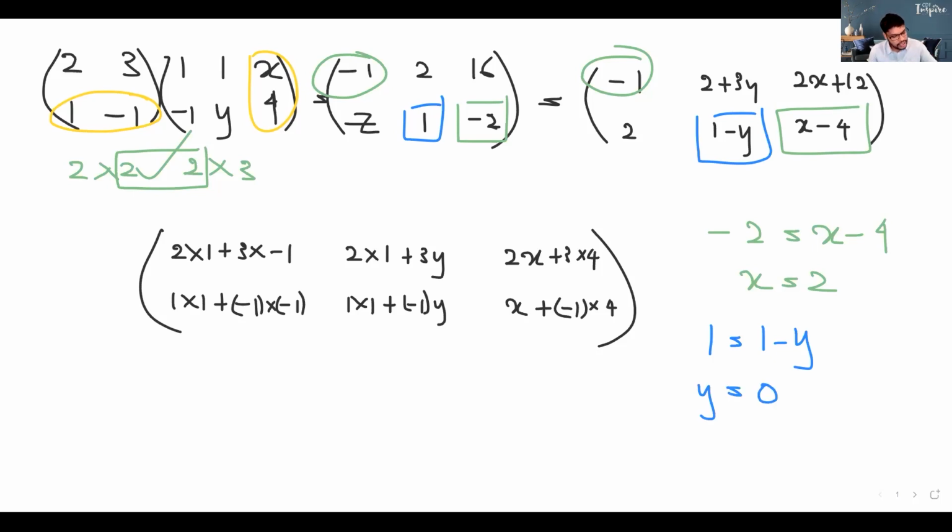And finally, to find z is going to be the easiest, I think, of the lot, because z is directly equal to 2. There's nothing that you have to do, no calculations, right? So children, x is 2, y is 0, and z is equal to 2 as well. So these are the answers.